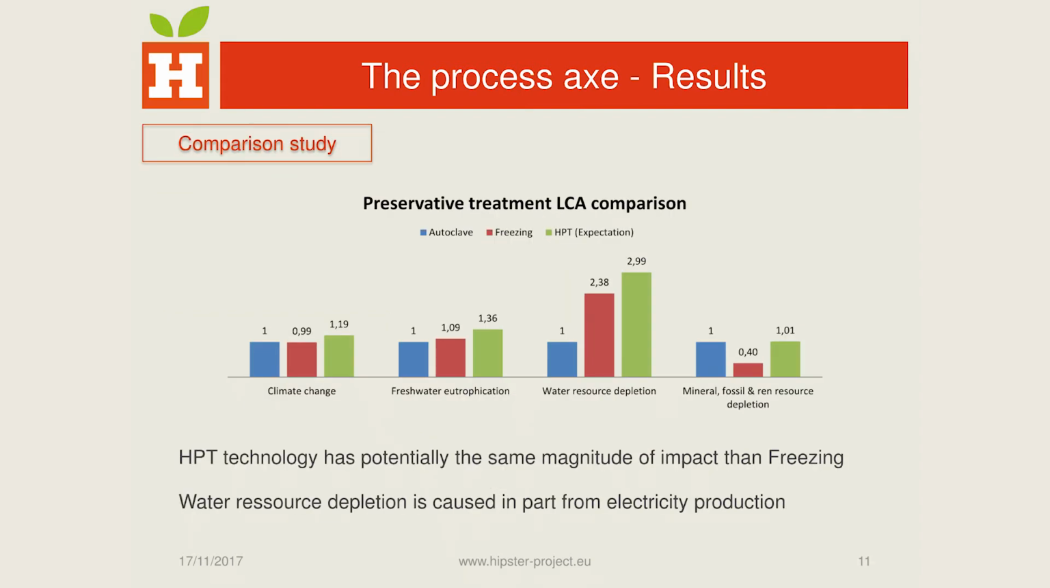So here is the current machine. You can see that it has a higher impact. And if we take a look at the expectations that we can get, we have a closer gap between the freezing machine impact and HPT.